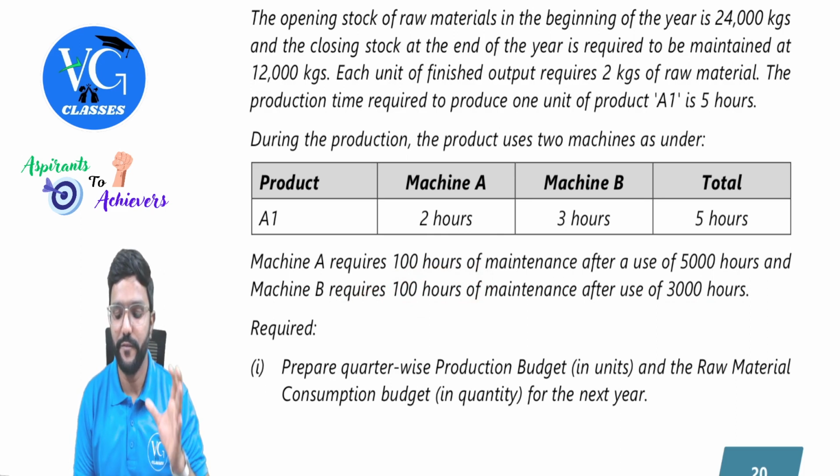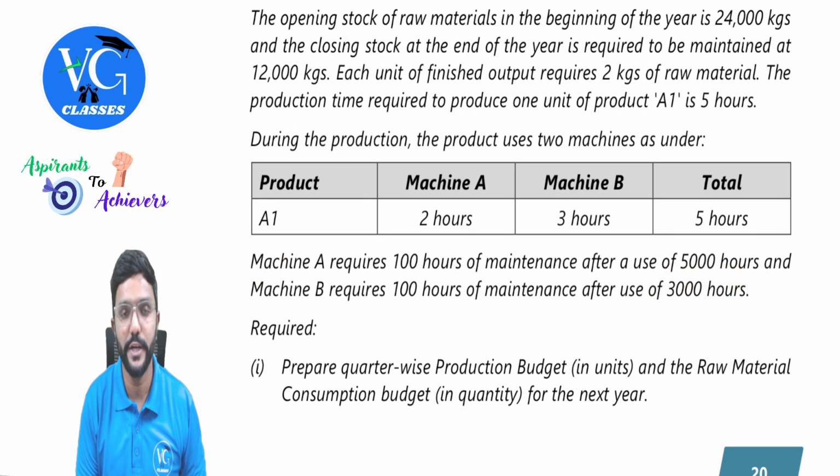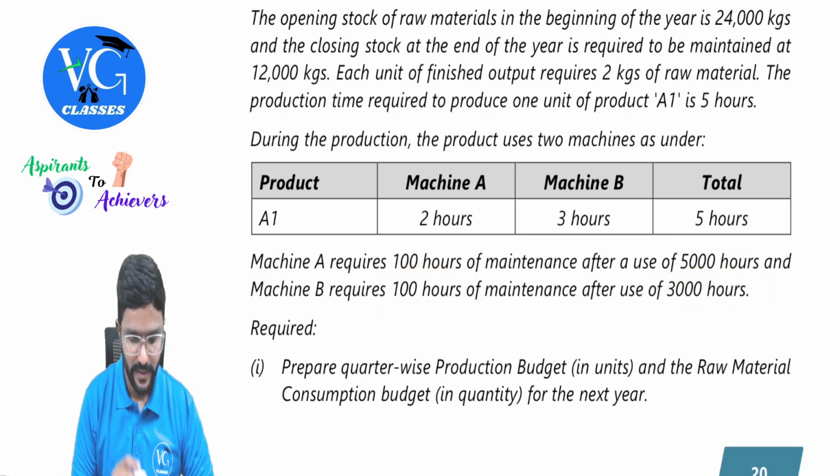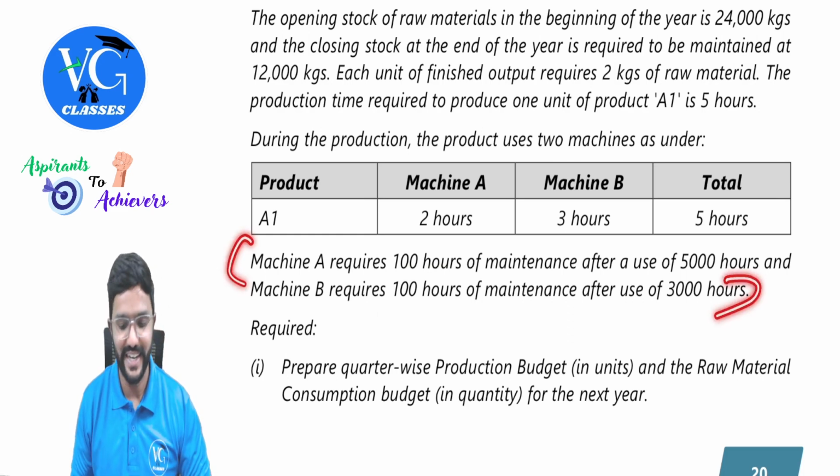So for every 5,000 hours for machine A and for every 3,000 hours for machine B, we need to do maintenance for 100 hours each, guys. Got it? So this part is a little interesting.